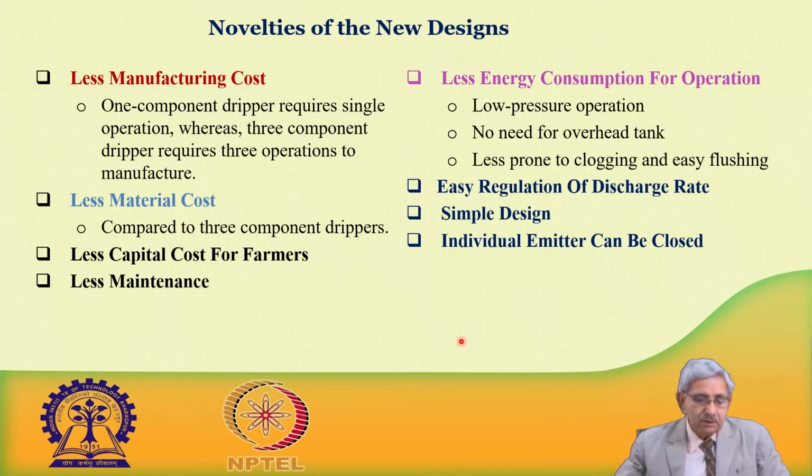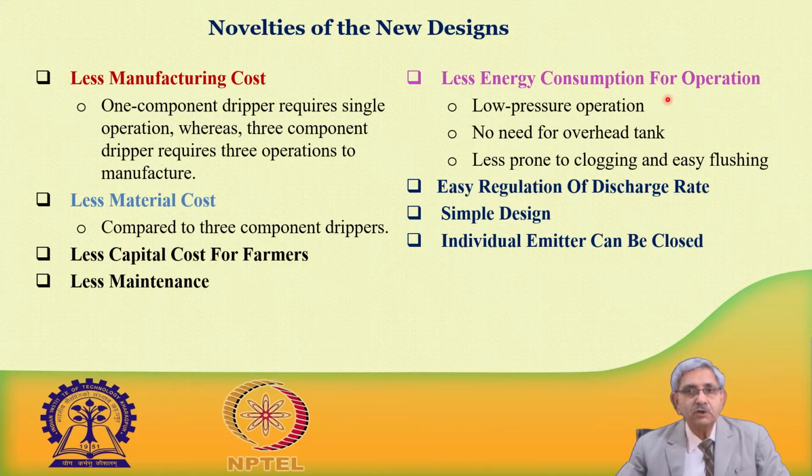A 1 component dripper requires a single operation, whereas a 3 component dripper requires 3 operations to manufacture. There will be 3 molds to manufacture one particular dripper. Then there is less material cost compared to 3 component drippers, and the capital cost is less. So, farmers can afford it, and since the orifice size is such that the water does not have to pass through a tortuous path, clogging is expected to be less, and so it requires less maintenance.